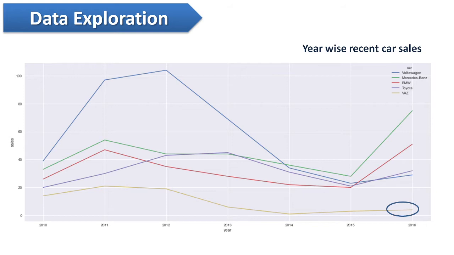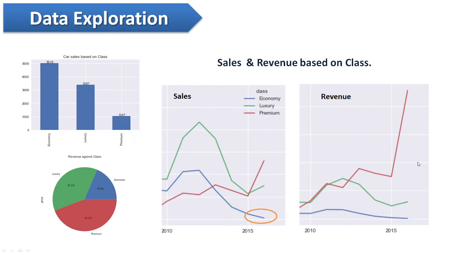If you zoom in on the sales for the recent years, as I said already, the VAG brand car manufacturer has very low sales. It is almost touching the ground. This is a very important observation that we need to note. Let's move on.